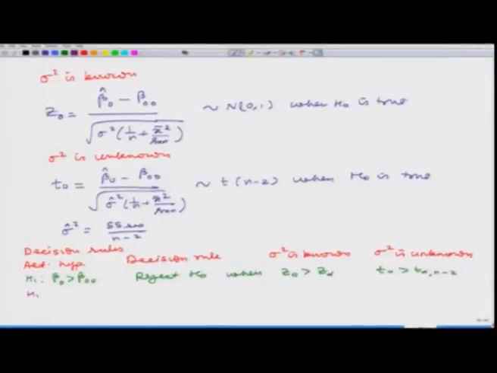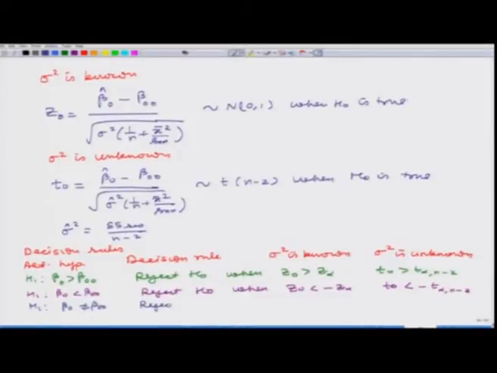Similarly, if my alternative hypothesis is H1: beta naught less than beta naught naught, then again the decision rule is to reject H naught whenever Z0 is less than minus Z alpha, in case sigma square is known, and in case sigma square is unknown, then T0 is less than minus T alpha, n minus 2.